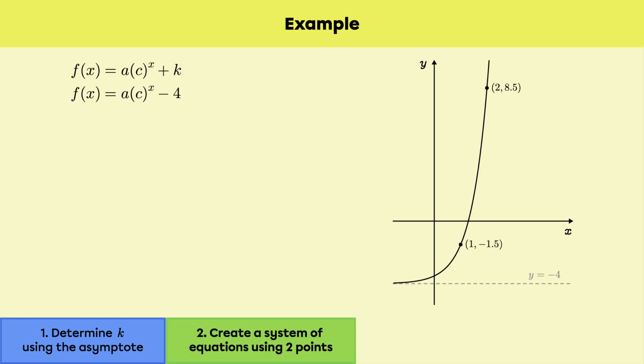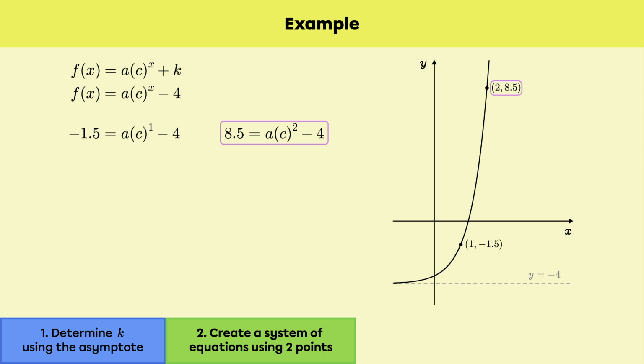Secondly, we need to find the value of parameters a and c. We use the coordinates of the 2 points to create a system of 2 equations with 2 unknowns. Using the point (1, −1.5), we get the equation −1.5 = a × c^1 − 4. With the second point, we get 8.5 = a × c^2 − 4.